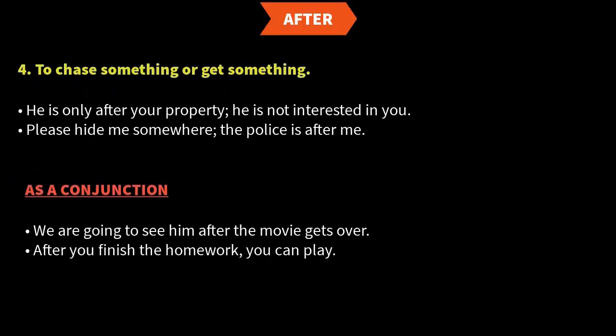Another way to use after is to indicate somebody is trying to achieve something, somebody wants to get something, alright? For example, he's only after your property, he's not interested in you. That means he only wants to get your property. Please hide me somewhere, the police is after me. That means the police is chasing me. The police is trying to catch me, alright? So that's also how we use after.